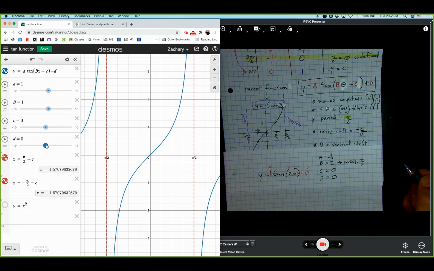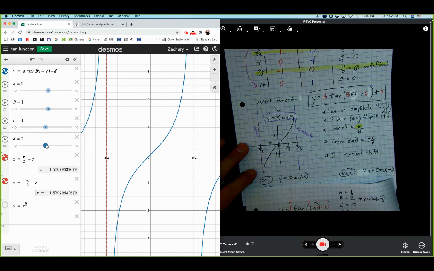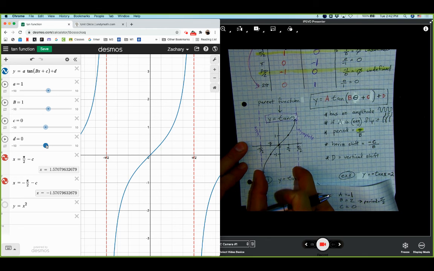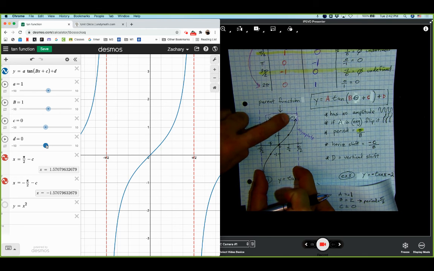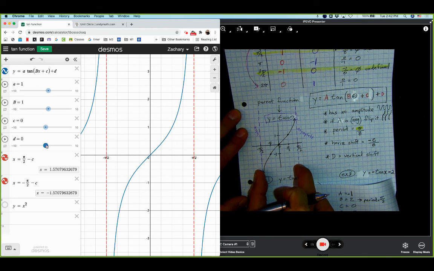That tells me that each repeat is going to happen within a period of pi over 2. Instead of before, look how long the repeat was. The repeat was in the standard tangent of theta. The standard repeat is over a distance of pi. Negative pi over 2 to pi over 2 is pi.